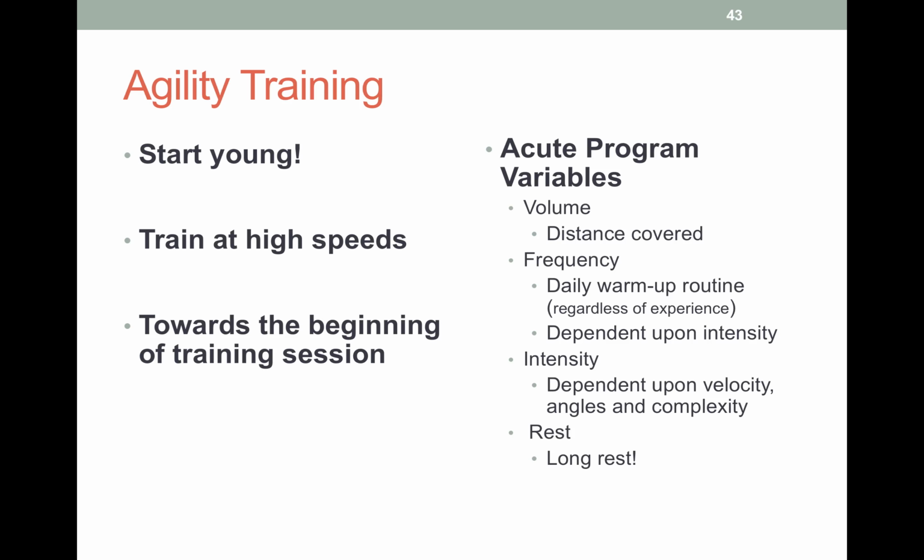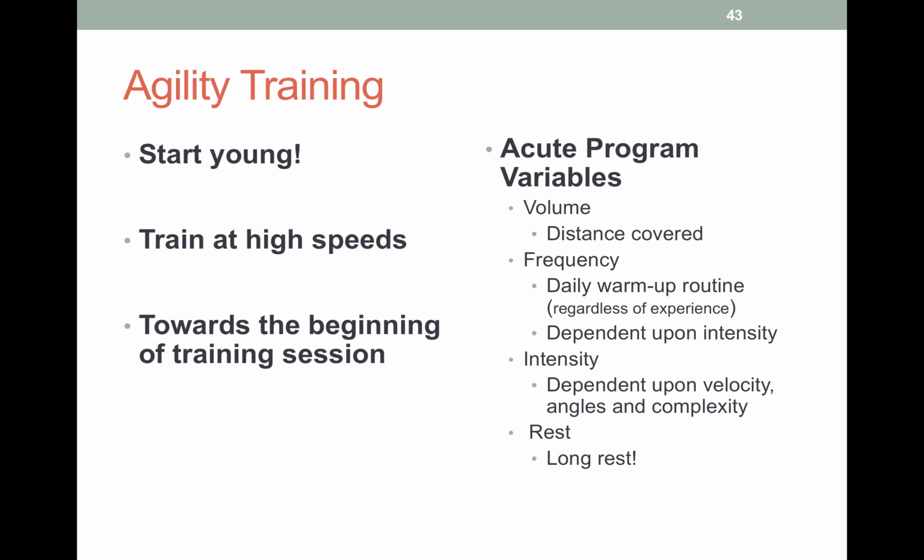Okay, so another thing with agility training is start young. This is a great thing to implement with children. It's fun. They love it. We'll see that there are a lot of different tools that you can use in order to improve agility that are also really fun. Eventually, you want to train at high speeds. That's really the goal in making it sport specific. And like we mentioned before, you put it towards the beginning of a training session in order to avoid injury.